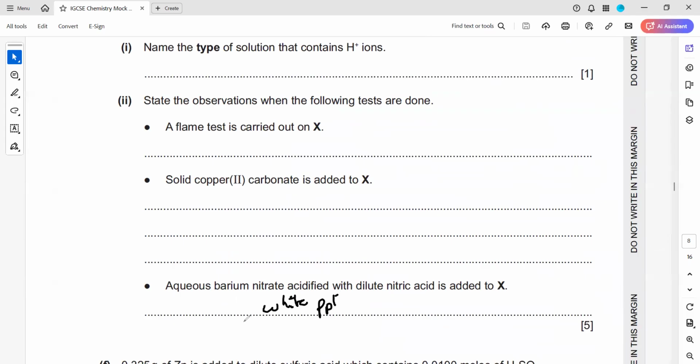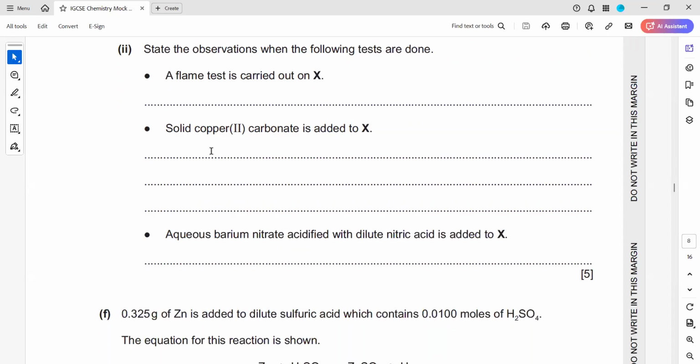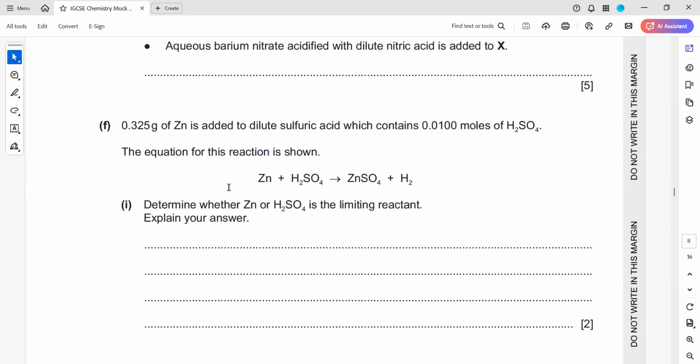Why did you take a 1, 2, 3, 4? So this is the order, actually.